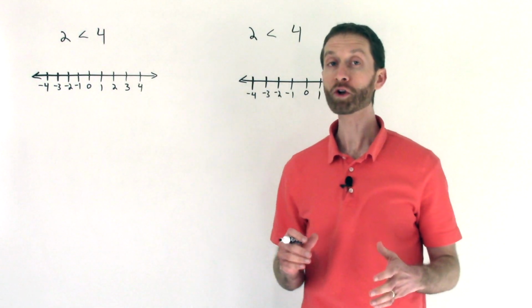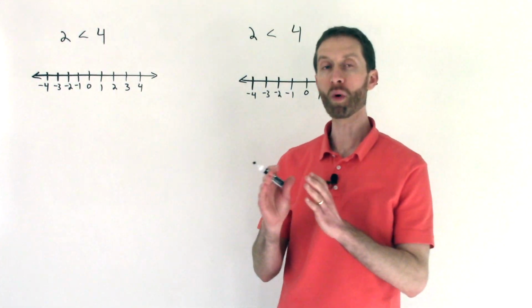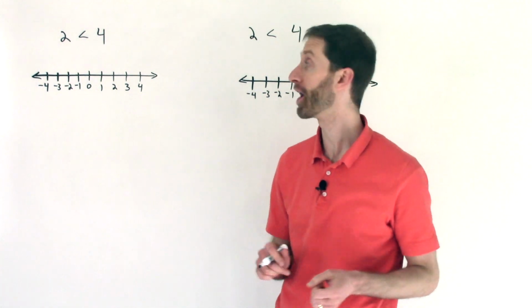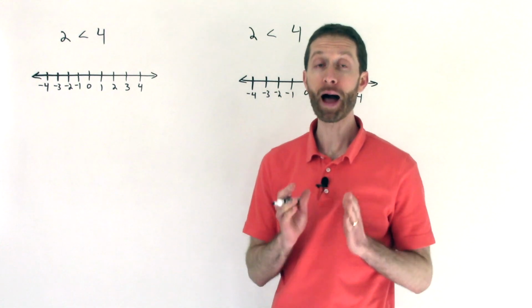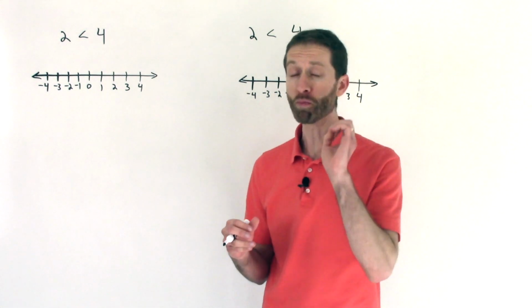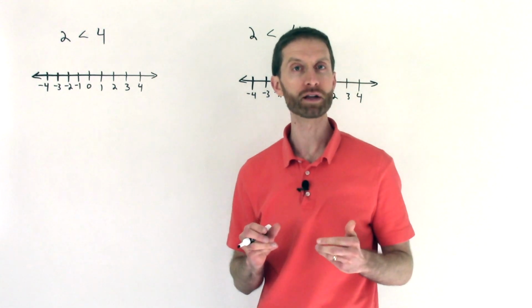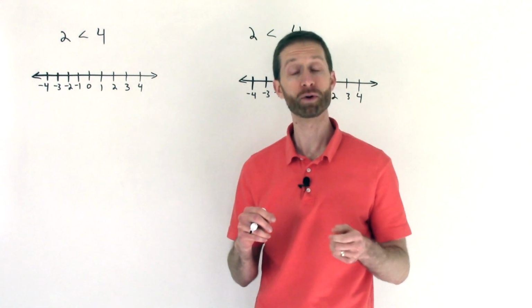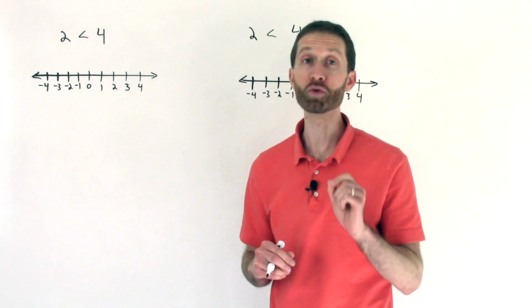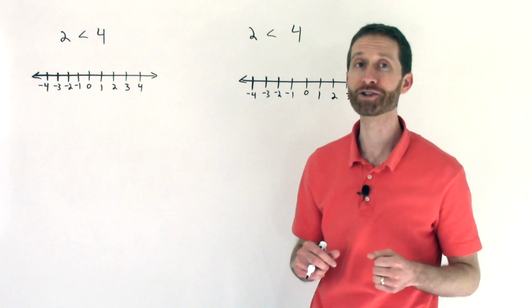In this video, we are going to discuss why when you multiply or divide both sides of an inequality by a positive number, the inequality sign does not change. Yet when you multiply or divide both sides by a negative number, the inequality sign does switch. Let's jump right into it.